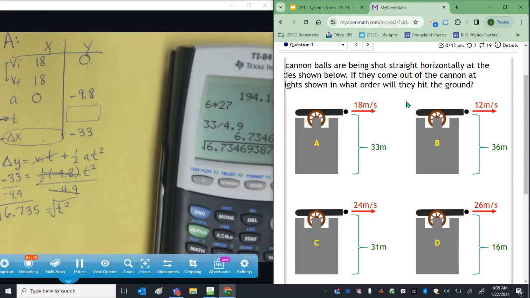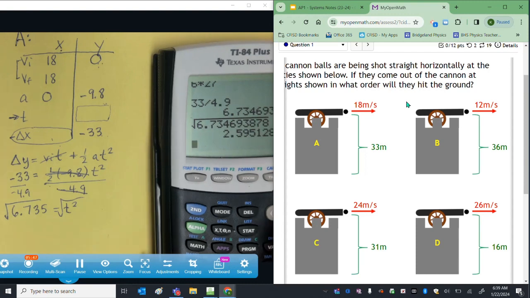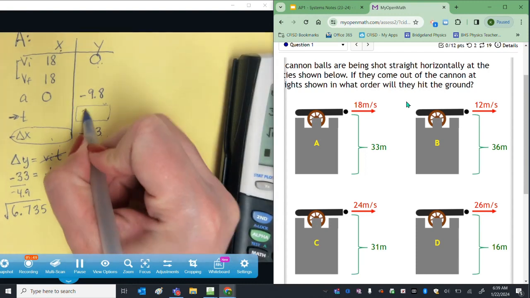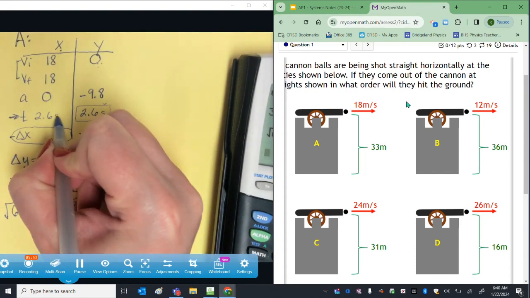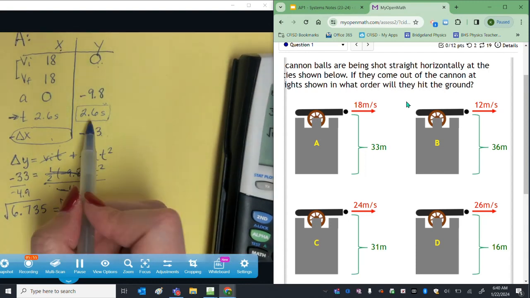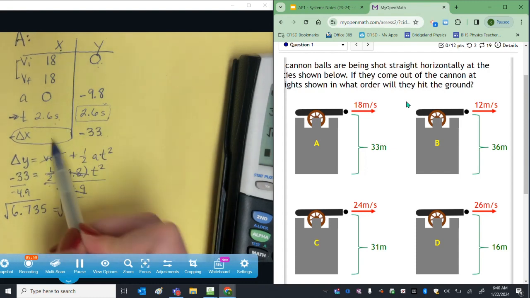Okay, and so the square root of this value gives me my answer of 2.595. I'm going to call that 2.6 seconds. But again, this is not our answer. This is the air time. Time isn't horizontal or vertical, so I get to write that on both sides. And now I can use this to find this.